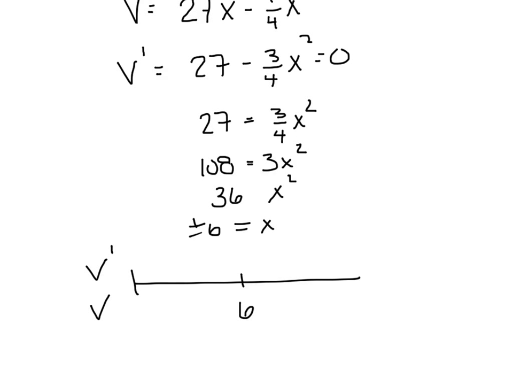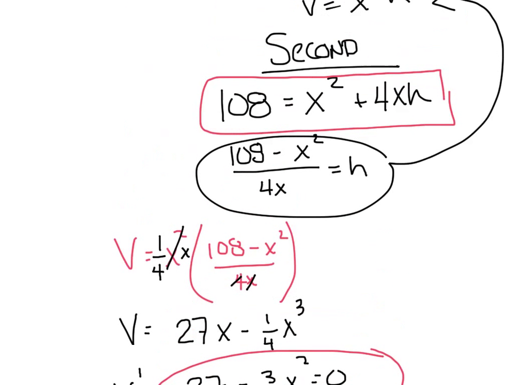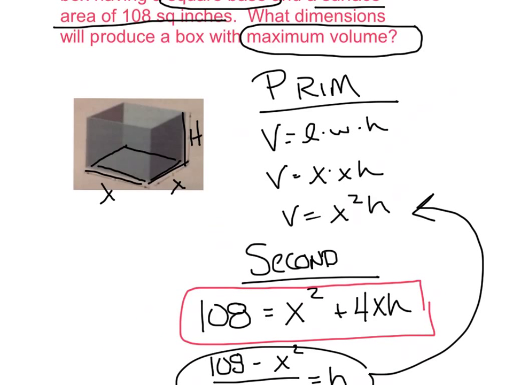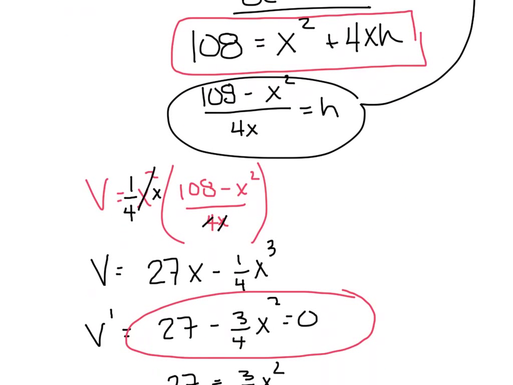And I'm going to find my nicest version, which I think is this one, and plug in a 1 and plug in a 7. If I plug in a 1, I clearly get a positive. If I plug in a 7, I get a very negative. So I have proven that I have maximized this box when x equals 6. Now, let's just make sure we've answered that question. Question does say, what are the dimensions that will produce a maximum box? So I had 108 equals x squared plus 4xh.